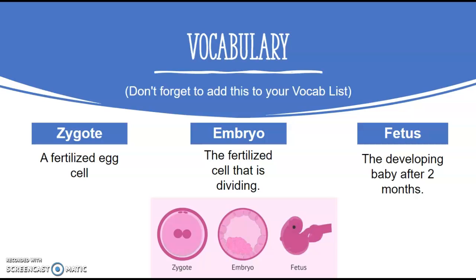So there are 3 stages of growth from once the egg and the sperm meet to turn into a baby. The first is called a zygote. The zygote is just the fertilized egg, and there's a picture of it right there. The embryo is the next stage of development, and that's just the fertilized egg that is now dividing and getting bigger. And then it turns into a fetus, and that's the developing baby after 2 months until it is born, and then it's a baby.